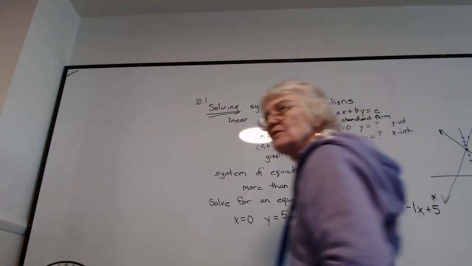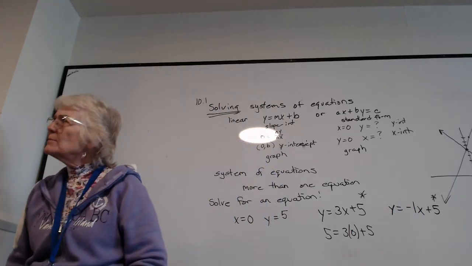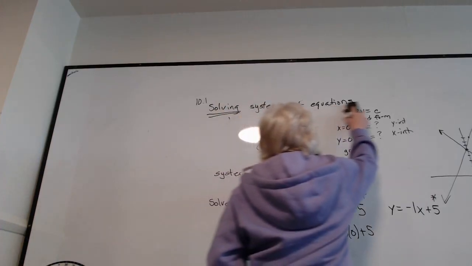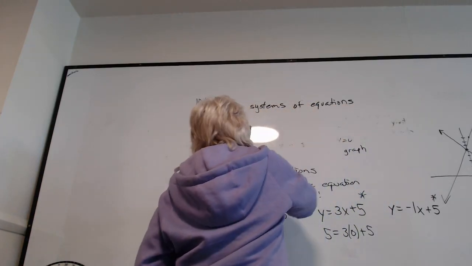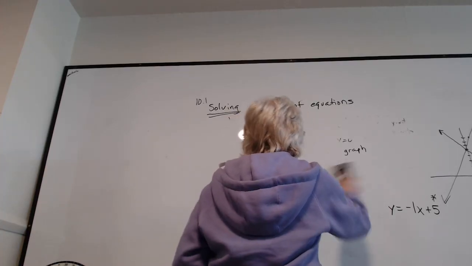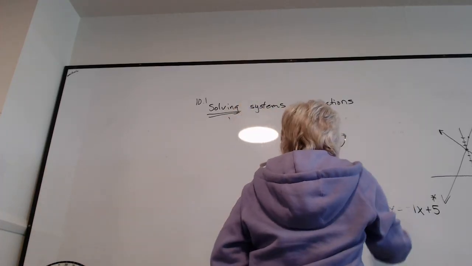Sometimes we get more than one point. When would that be? When y equals something different. Well, let's see. Let's think about it. Well, more than one.